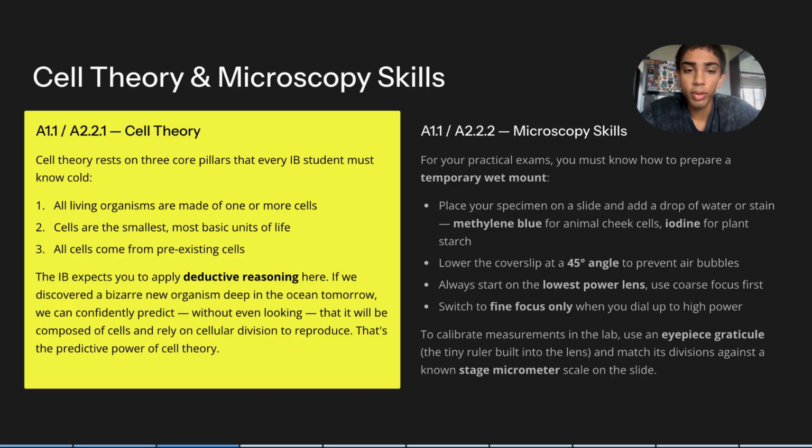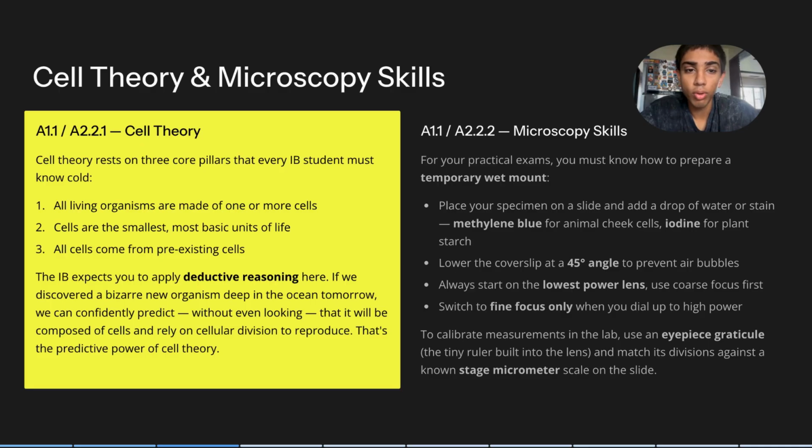Moving on to microscopy skills. For your practical exams, you need to know how to prep a temporary wet mount. You place your specimen on a slide, add a drop of water or a stain like methylene blue for animal cheeks or iodine for plant starch, and lower the cover slip at a 45-degree angle to prevent nasty air bubbles. When focusing, always start on the lowest power lens. Use the coarse focus knob first and only switch to the fine focus knob when you dial up to high power.